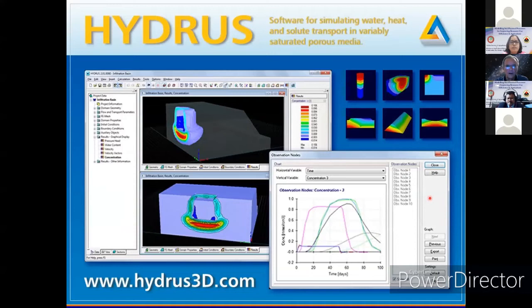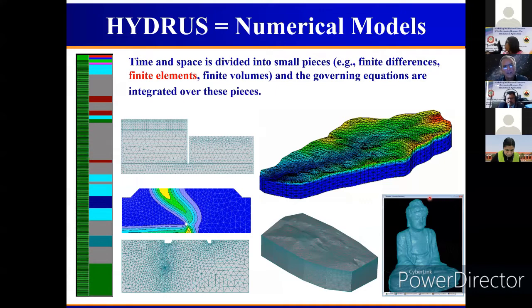HYDRUS 2D/3D is then a commercial version of HYDRUS 1D, and it can be used to simulate flow and transport in 2 and 3 dimensional transport domains of virtually any shape. The model again uses numerical methods to solve the flow and transport. Since it is distributed commercially, it doesn't have such a wide user base, but it is still used by thousands of users around the world. I need to emphasize that both models are numerical models, which means that time and space in the model are divided into small pieces, so-called finite differences, finite elements, or finite volumes, and then the governing equations are integrated over these pieces.